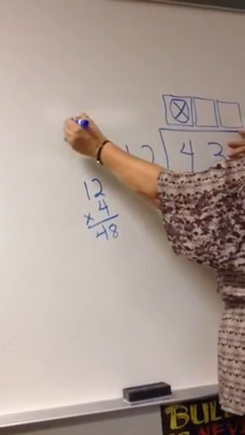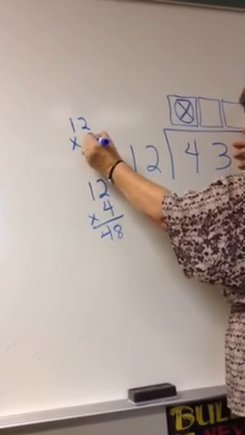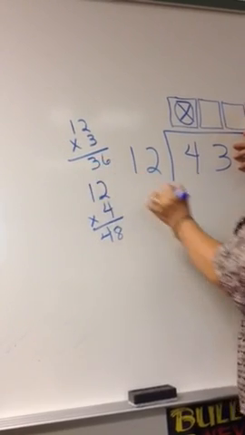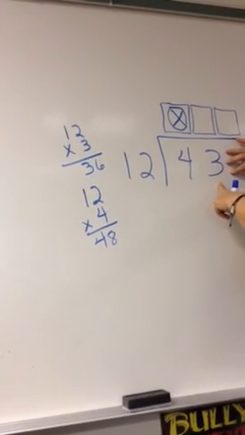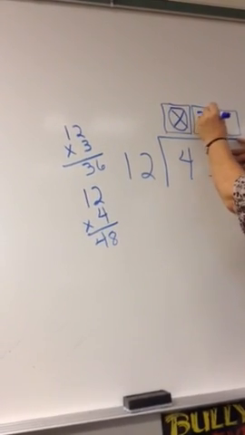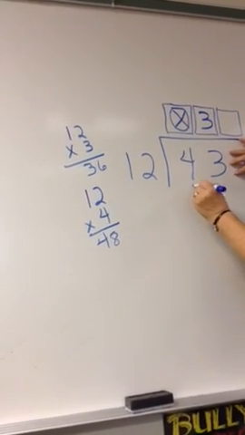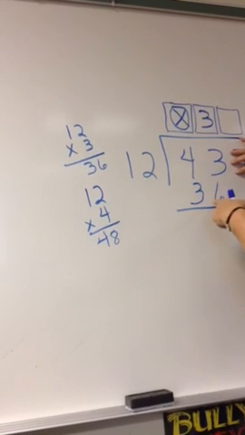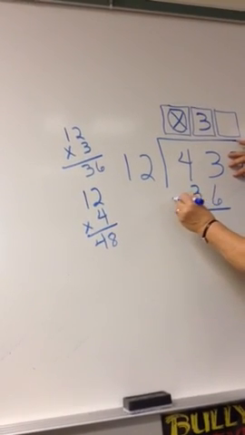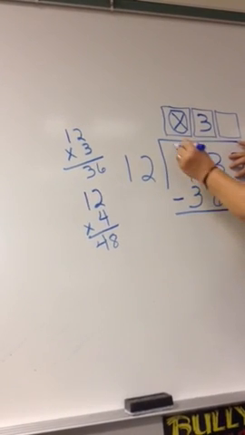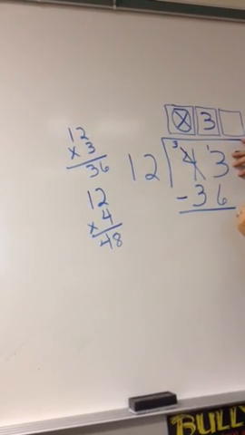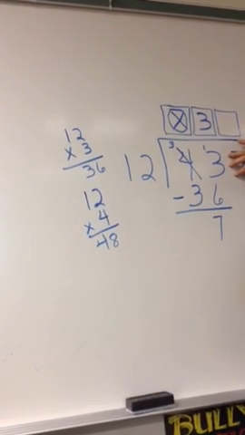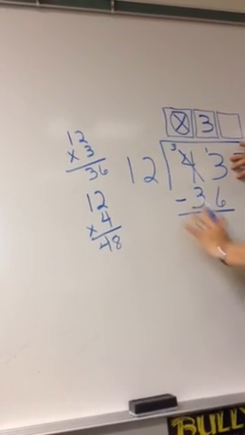So now I'm going to come back, and I'm going to say 12 times 3, because that's 1 less. 2 times 3 is 6, 3 times 1 is 3, so that's 36. And that is less than 43, so I'm going to put my 3 above, my 36 under the 43. Now I'm going to subtract. I'm going to borrow. That is 7. Now I'm going to compare. 7 is smaller than 12, so I'm good with this.